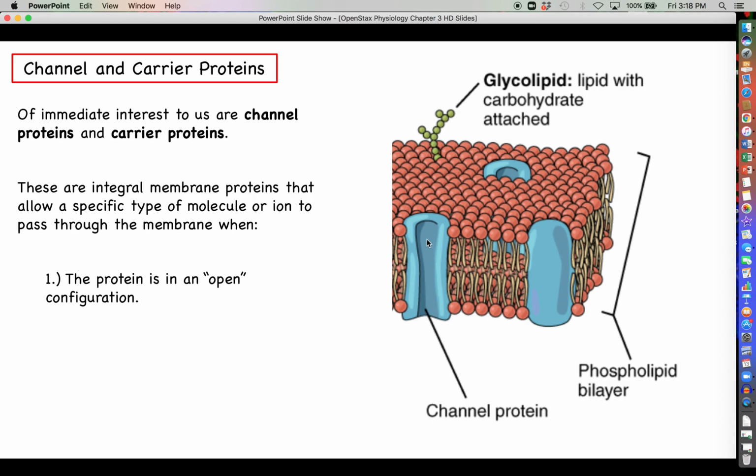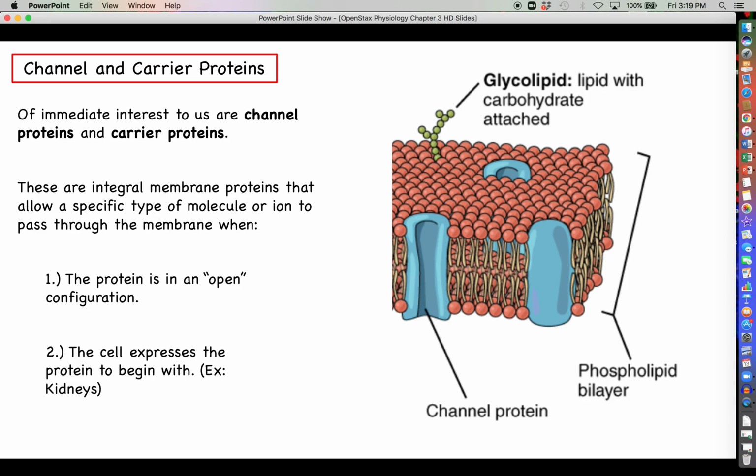If you look at this channel protein here, essentially it's kind of like a hollowed out cylinder, so that if a molecule wants to pass through the membrane, it can just move in through what is essentially a tunnel that goes through the membrane. But these channels and these carriers can open and they can close. So if a molecule is going to be able to pass through, the channel has to be open, first of all. That is kind of common sense.